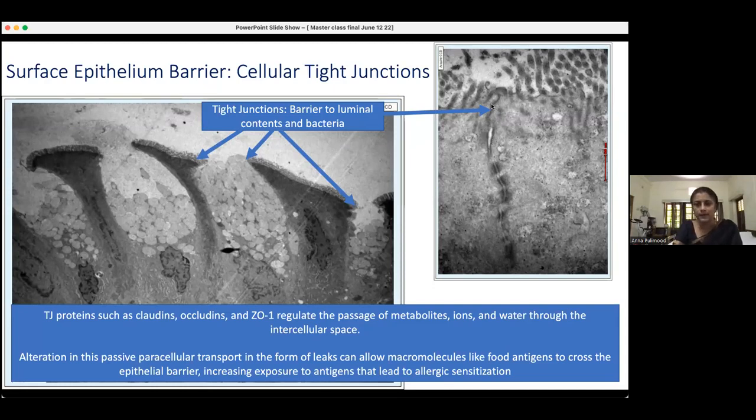So this barrier is altered in various situations. It's maintained by various proteins like claudins. And when this tight junction barrier is altered, then large molecules can come through the intercellular space and they can come into the lamina propria and induce allergic responses.